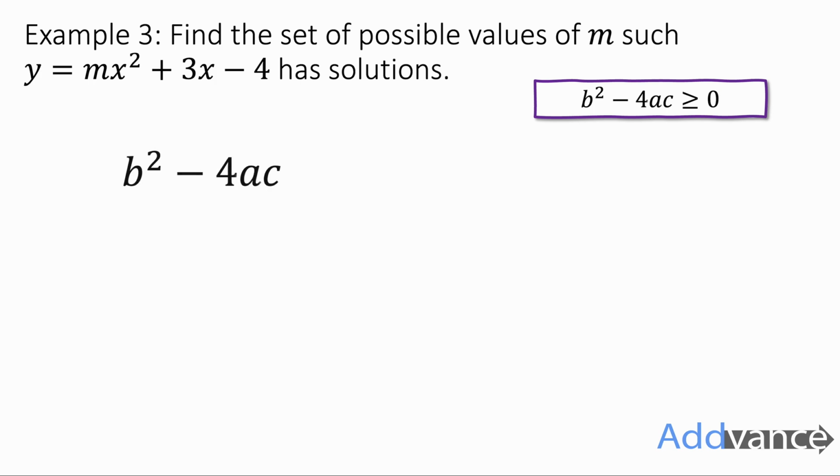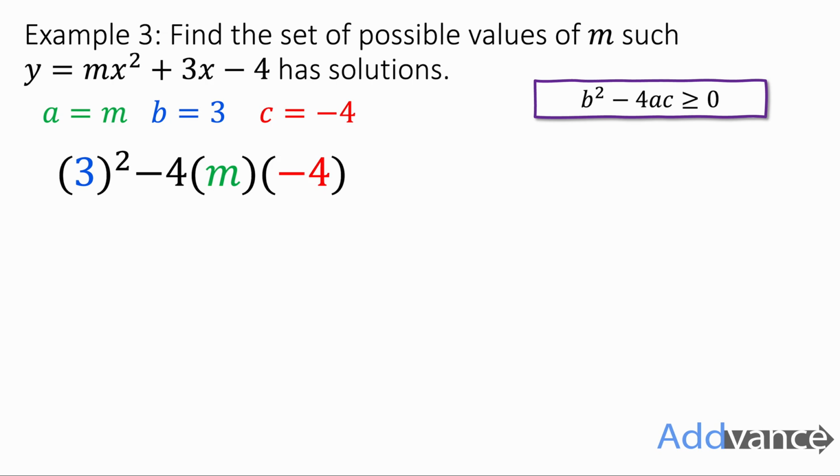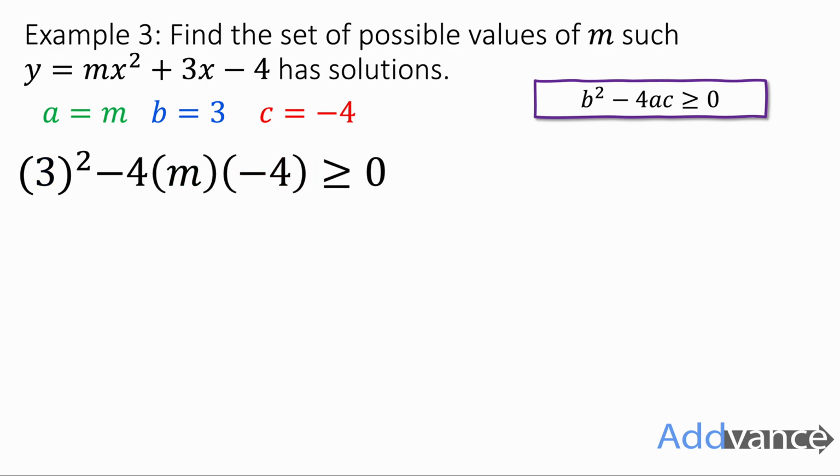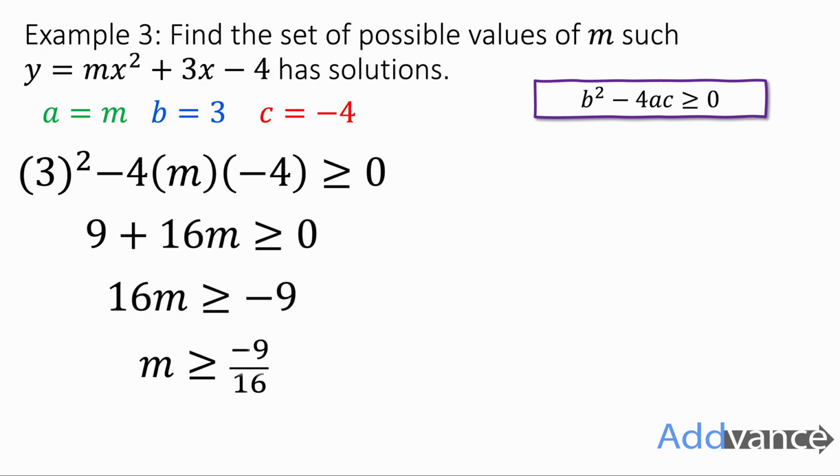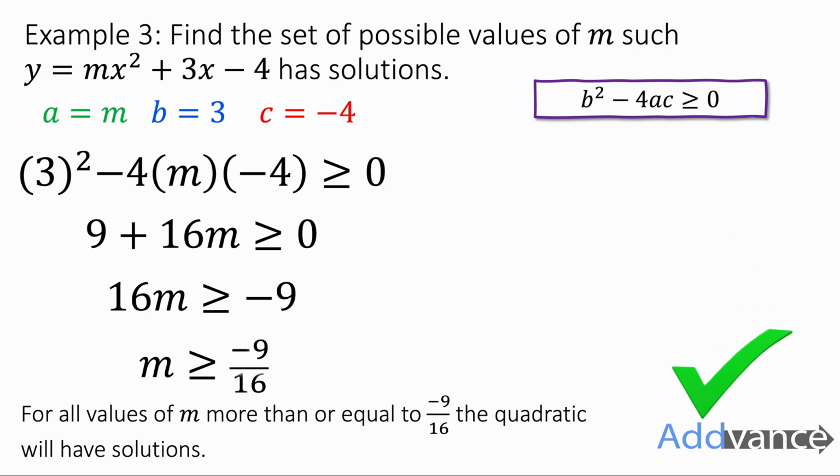So we'll have our discriminant as b squared minus 4ac is more than or equal to 0. Okay, so a is equal to m, b is equal to 3, c is equal to minus 4, and we substitute those numbers in. We simplify and we make it more than or equal to 0, and we get 9 plus 16m is more than or equal to 0. We take 9 off both sides and we divide by 16. We get m is more than or equal to minus 9 over 16. So for values of m more than or equal to minus 9 over 16, the quadratic will have solutions. Okay, and we're done.